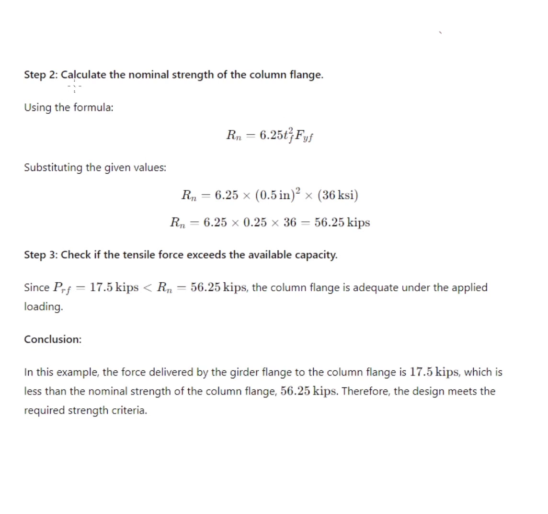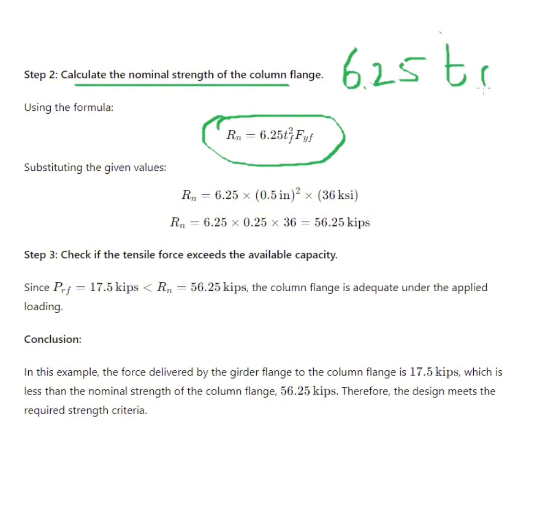Here we can calculate the nominal strength of the column flange. We know nominal strength is 6.25 times thickness of flange squared. If you increase the thickness of the flange, then capacity also increases, times the yield strength of the flange Fy. So 6.25, 0.5 is the flange thickness, 0.5 inches squared, times Fy. So it becomes 56.25 kips.